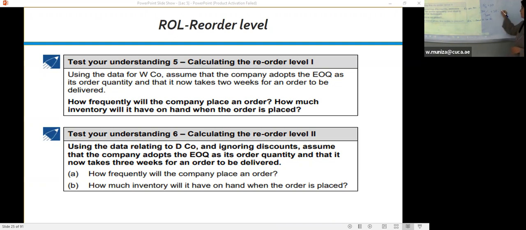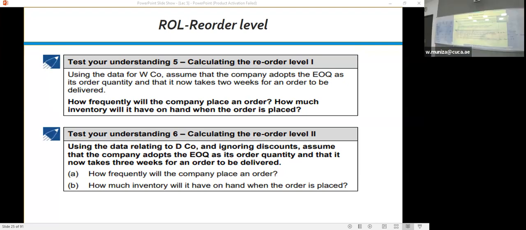38 days. Okay, now what is the demand and lead time? What is the lead time first you need to see? It now takes 2 weeks for an order to be delivered. So in weeks, they are telling that 2 weeks for an order to be delivered. How much lead time will be there? 38 days plus 2 weeks.